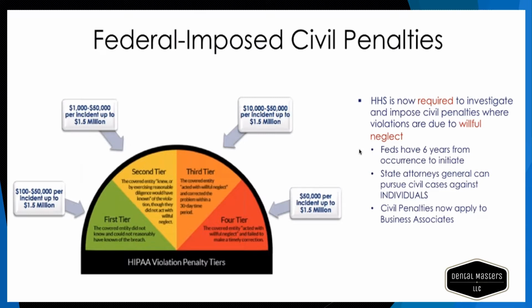The third tier, however, starts at a penalty of $10,000 per incident, up to $50,000 per incident, with a total of $1.5 million. That third tier shows us that when a covered entity acted with willful neglect, but corrected the problem within a 30-day period, they would be fined those penalties. Finally, the fourth tier is when a covered entity acted with willful neglect and failed to make any timely correction. Those are $50,000 per incident, up to a total of $1.5 million per incident.